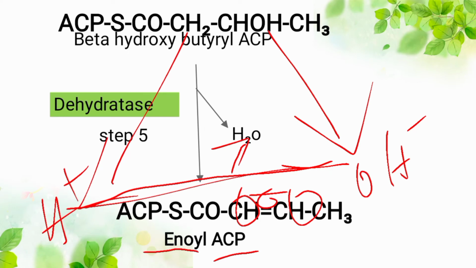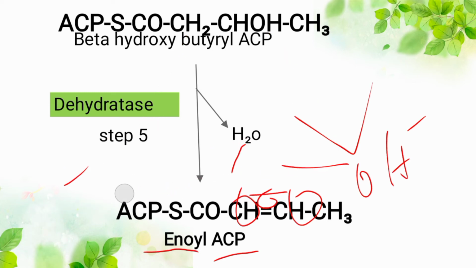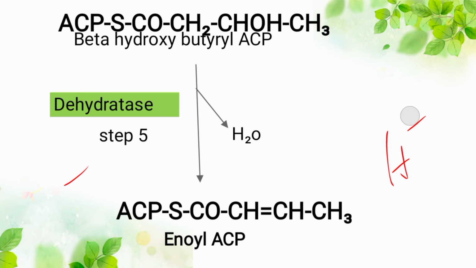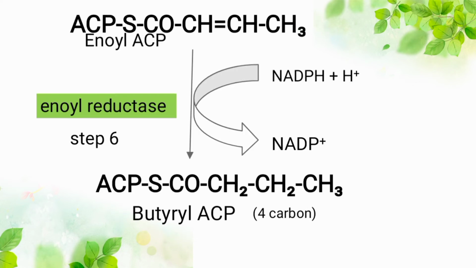So now, since we have generated enoyl ACP, we'll take it to who? Enoyl reductase. Take it to enoyl reductase. He's annoyed. Enoyl is angry. So we'll take it to him. We'll say, enoyl, please reduce us. So enoyl will be like, okay, this is my job, I'm going to do it. This is step 6. I'll call this enoyl reductase.